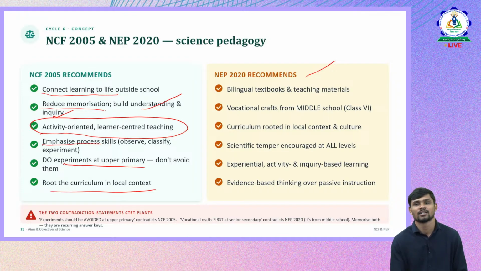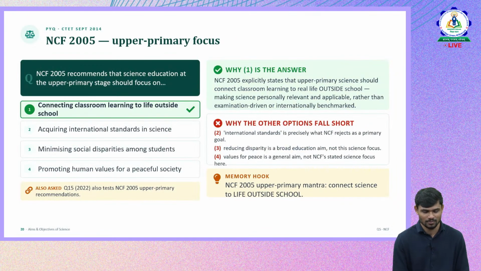Bilingual text teaching materials, vocational crafts, then curriculum rooted in local context, scientific temper, experiential, activity based, all these things. So the example question from NCF 2005 recommendations is from 2014.